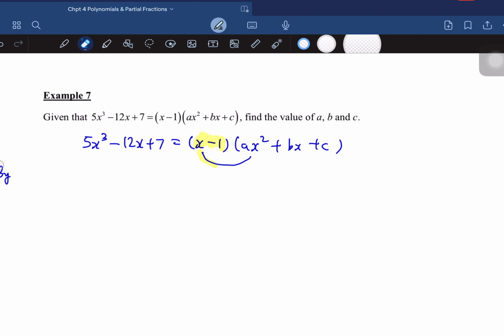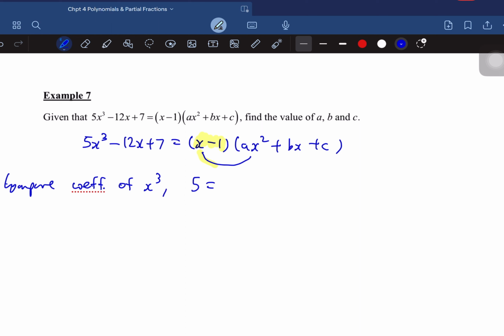You don't have to write it either. So compare the coefficient of x cubed. We'll have 5 equals to a, so a equals to 5. Very fast, 1 mark. Okay, then next one, what do we do? For a fast one, there's no rule that you must find the unknowns in the order of a, b, c.